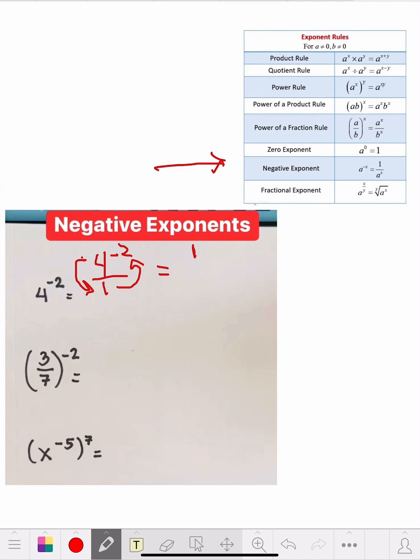So this will equal 1 over 4 squared. And now it's positive. And now you just work it out like this. It's going to come out to 1 over 4 times 4 equals 1 over 16. And that's it. You just solved it.